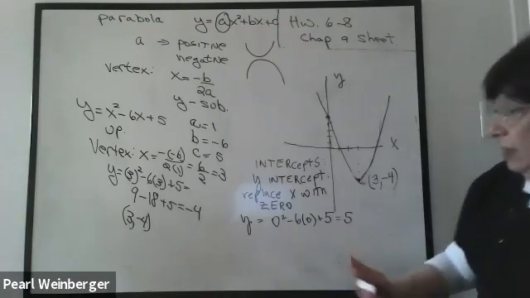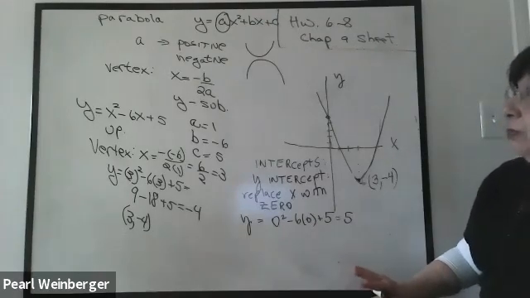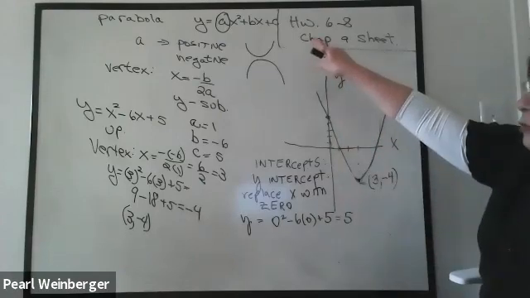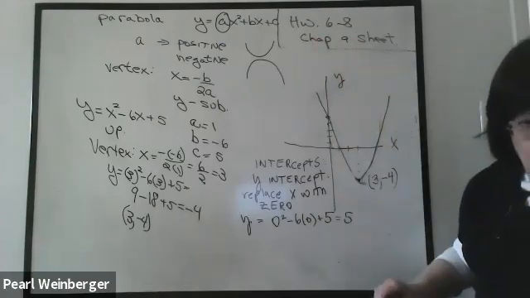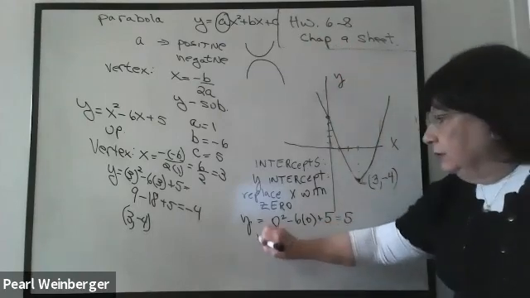So that's how to find the y-intercepts. The y-intercept on any parabola is quite easy to do. It really is always the c value when you're talking about vertical parabolas. What about x-intercepts?